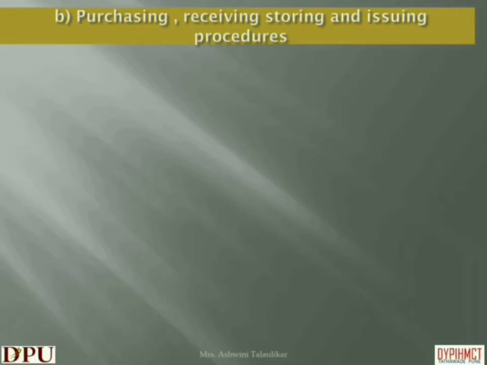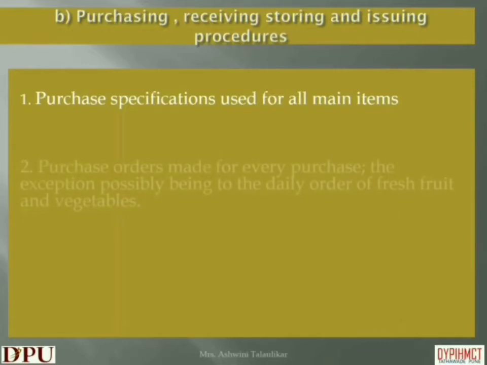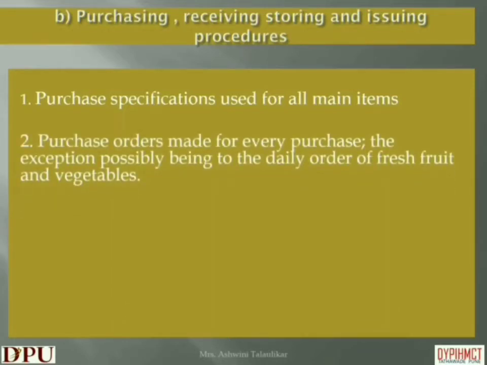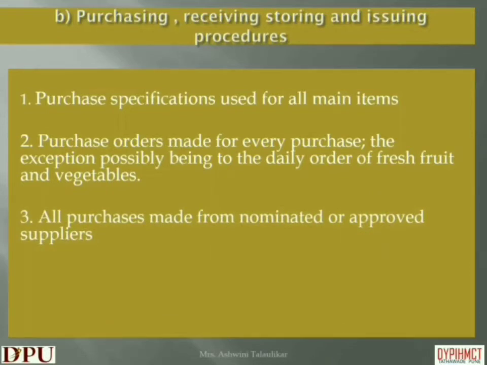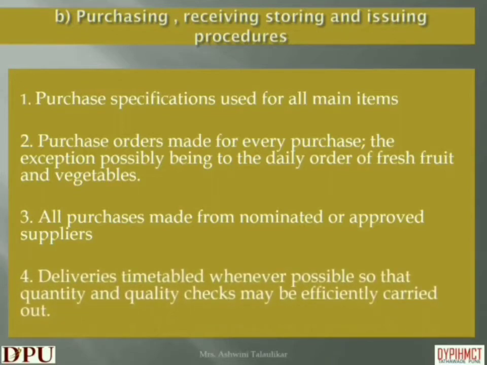The checklist for purchasing, receiving, storing and issuing procedures is as follows. Purchase specifications should be used for all main items. Purchase orders made for every purchase, the exception possible being the daily order of fresh fruits and vegetables. All purchases made from nominated or approved suppliers. Deliveries timetabled whenever possible so that quantity and quality checks may be efficiently carried out.